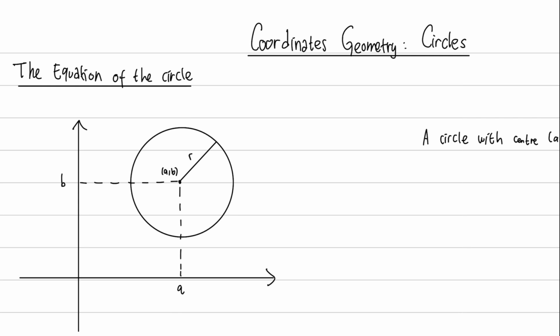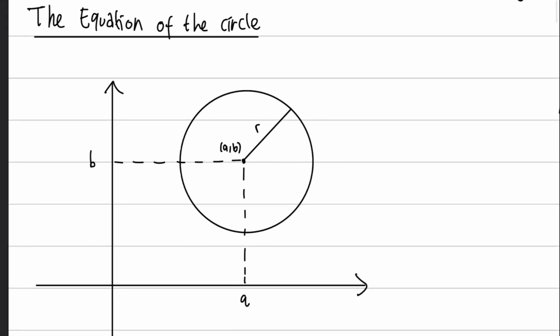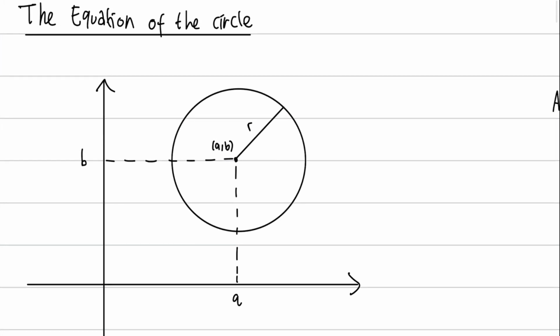In this video, we are going to learn about the second part of coordinate geometry, which is circles. So, the first part of this topic, we are going to learn about the equation of the circle. Let's say I have a circle with radius r and the coordinate of the center is (a, b). How do we find the equation of our circle?